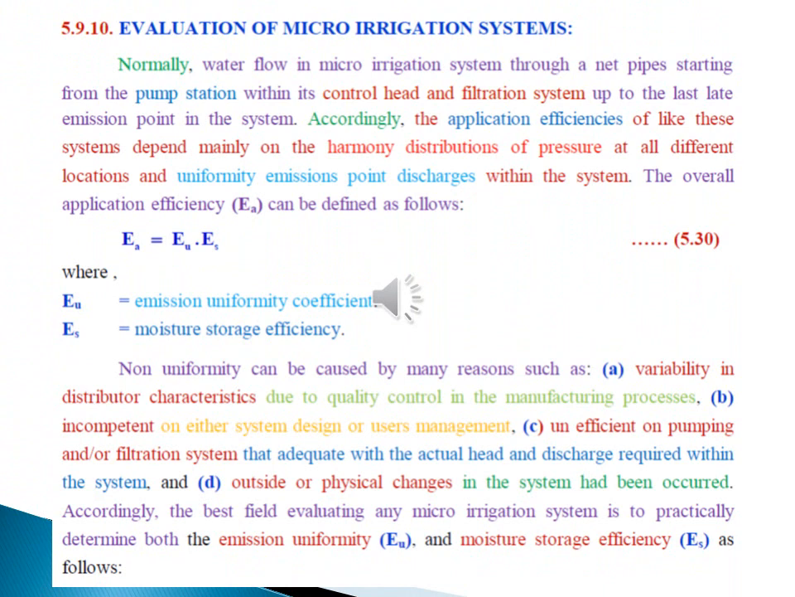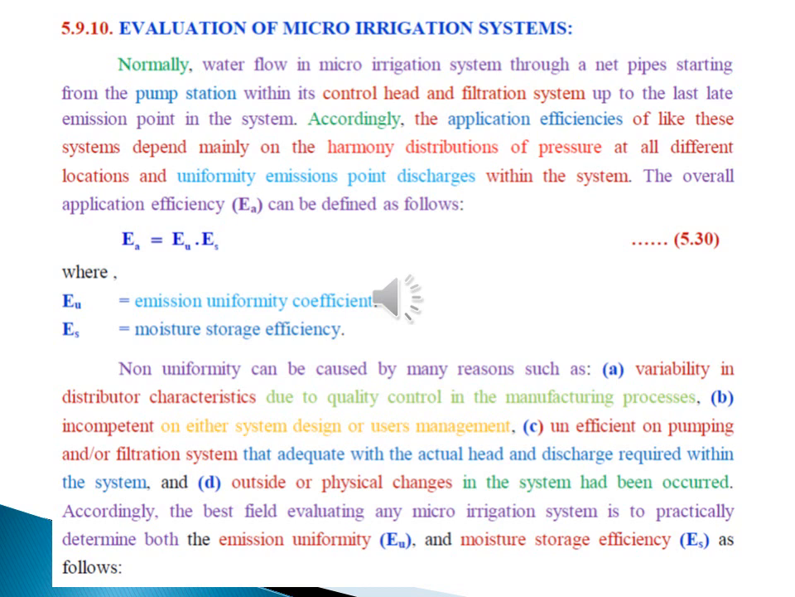Evaluation of microirrigation system. Normally, water flows in a microirrigation system through inlet pipes from the pump station, with its control head and filtration system, up to the last emission point in the system. Accordingly, the application efficiency of such a system depends mainly on the uniform distribution of pressure at all different locations and uniform emission point discharge within the system. The overall application efficiency can be calculated as shown in the enclosed equation.